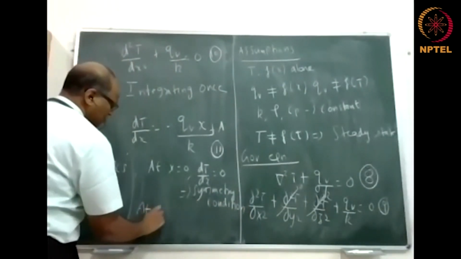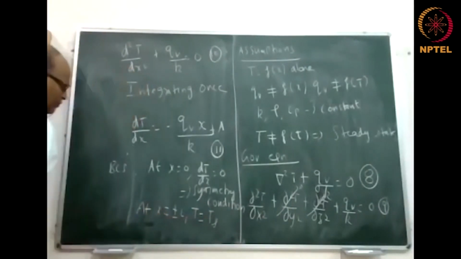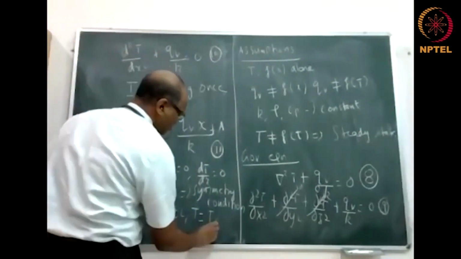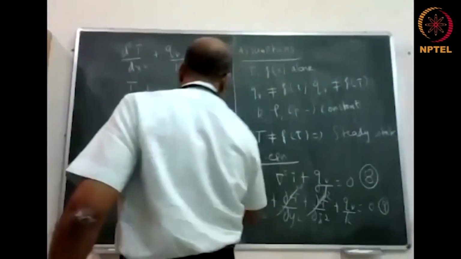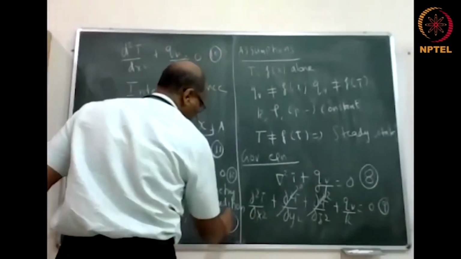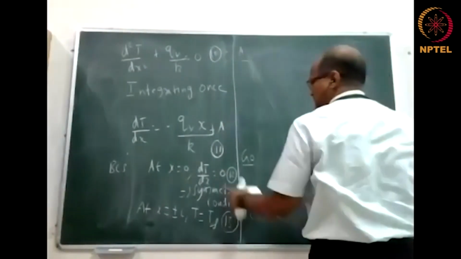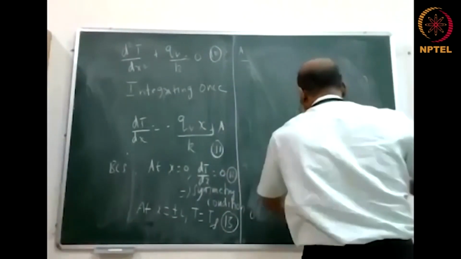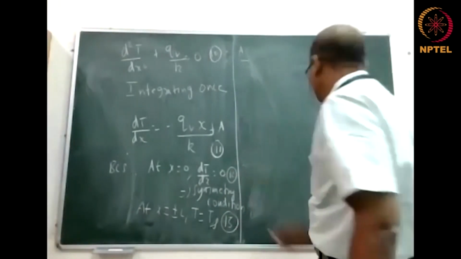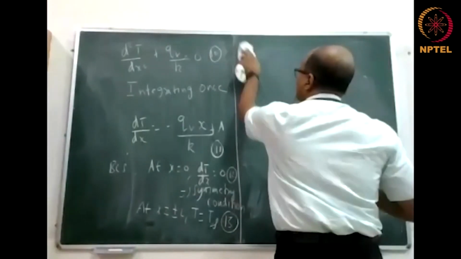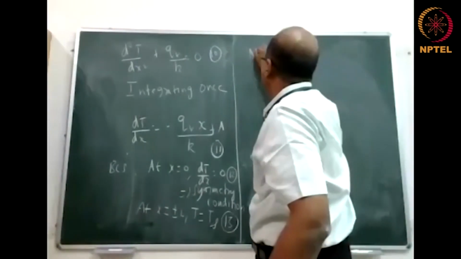At x equal to plus or minus L, T equal to Ts. I think I will put Ts, surface temperature. Okay. So this is equation 12, equation 13. Just look at equation 12 and apply it to equation 11. What is the value of A now? What should be the value of A? 0. Very good. Yes.